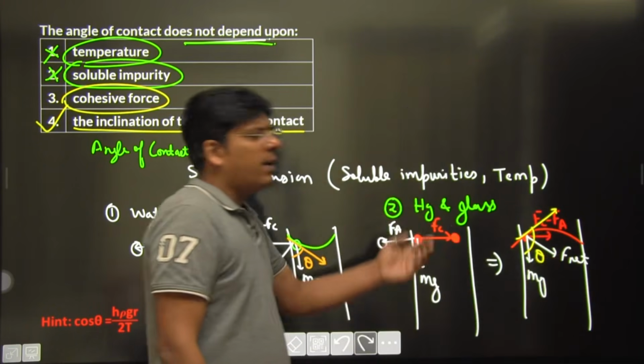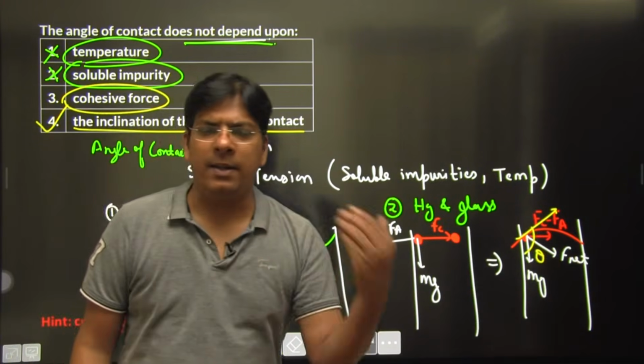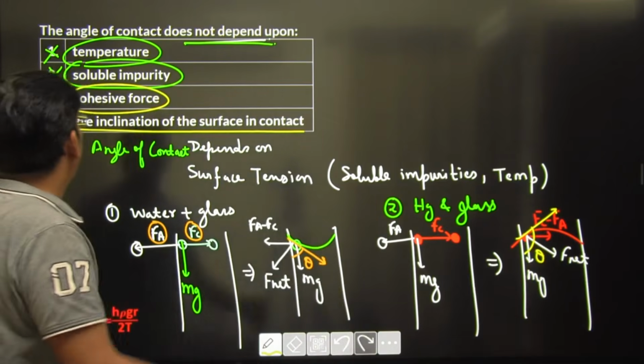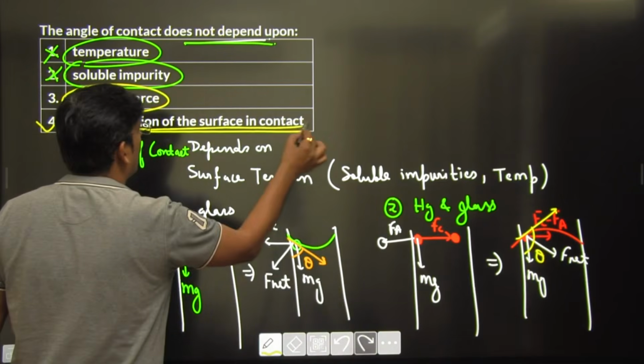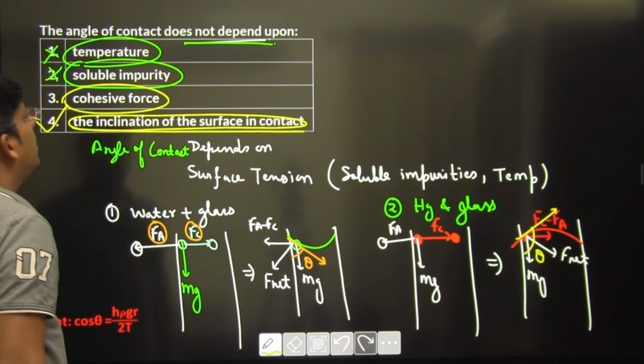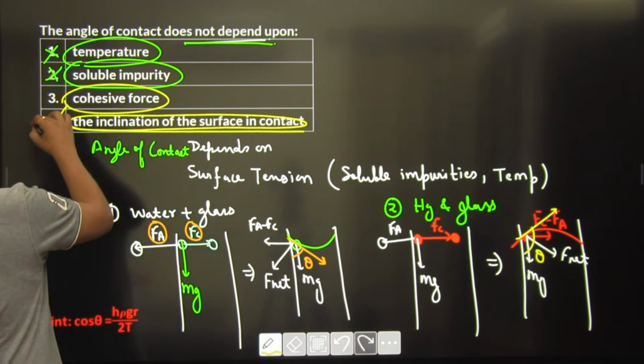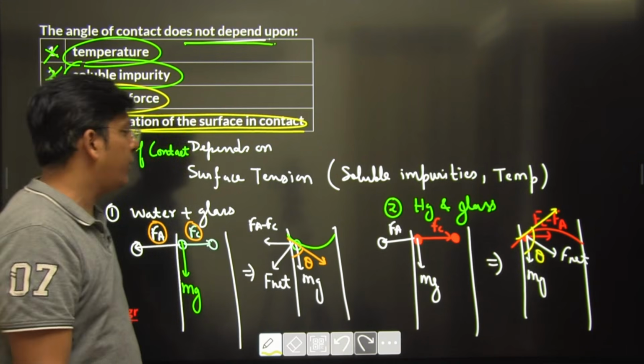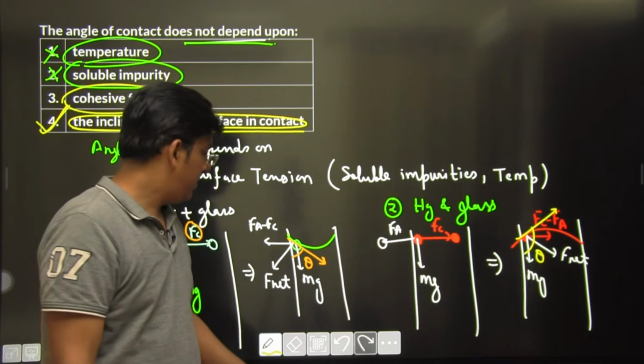So clearly you can see that the angle of contact is decided by the cohesive or adhesive forces. So it is only the inclination of the surface in contact on which the angle of contact does not depend. Option 4 is going to be the right answer for us, dear students.